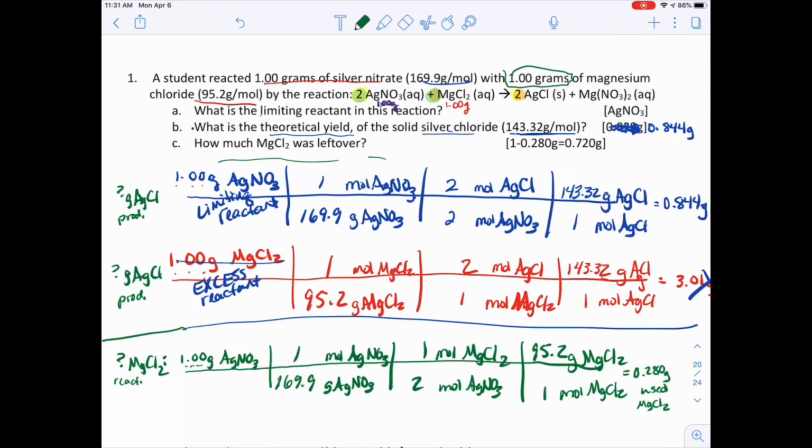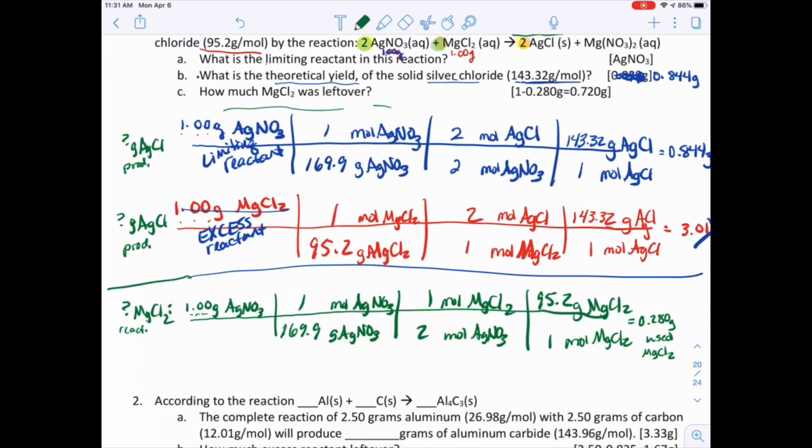That original amount, I've got 1.00 grams of magnesium chloride. So 1.00 minus the 0.280 is going to give me 0.72. I only need it to go to the hundredths place. You see there, that one's the shortest position. This is subtraction, so the shortest place position is the hundredths. And that's for magnesium chloride. And that's how much was left over.